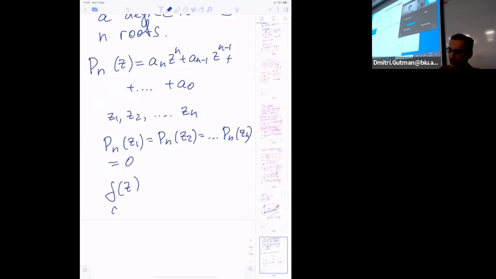F of z and g of z. So what function would you choose?